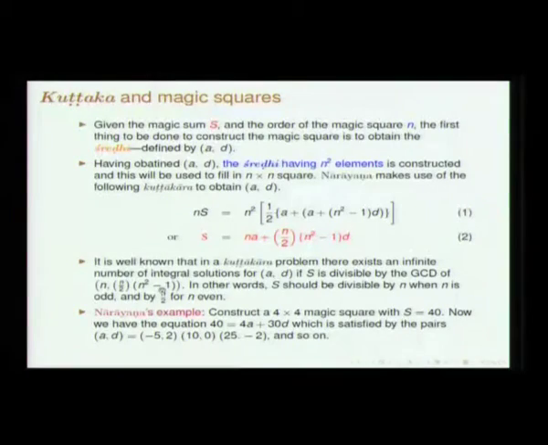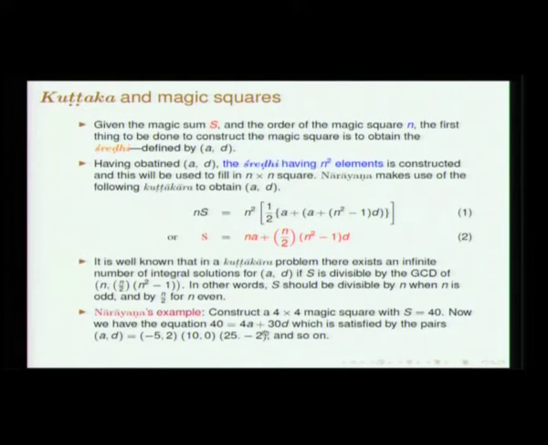So, if there is a factor, the GCD of n and n by 2 into n minus 1, so that should be divisible. Otherwise this will have no solution, okay. This condition we have to just understand.